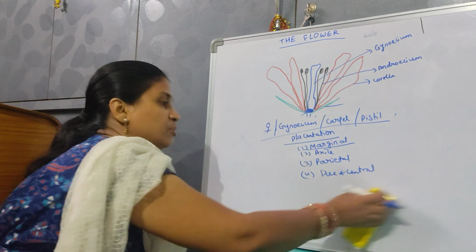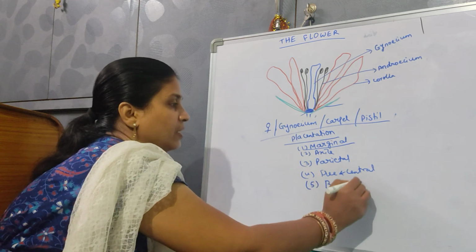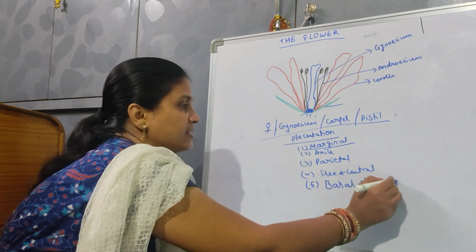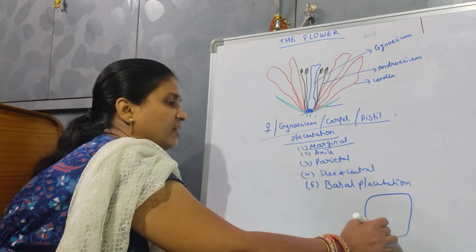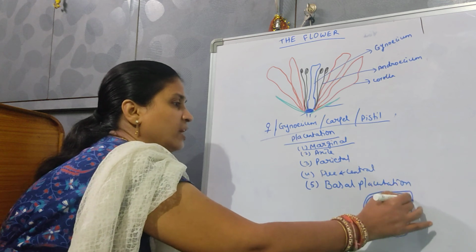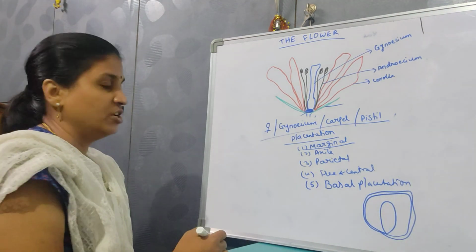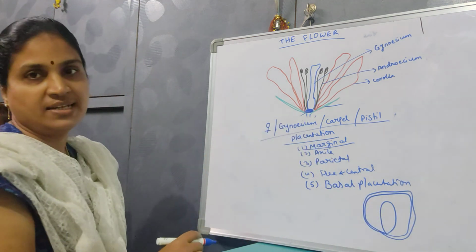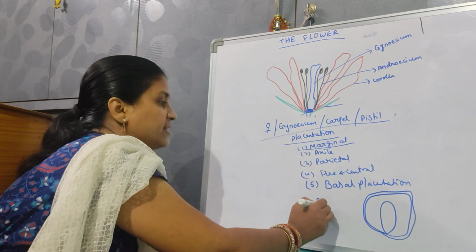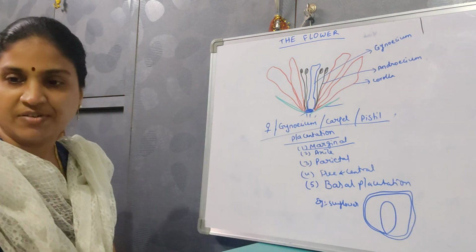Then after free central placentation, the fifth type is basal placentation. Here it's a unilocular ovary having a single seed, where at the base of the ovary the seed is attached. The placenta is present, and here only a single seed. Example, sunflower, marigold, or Asteraceae members, the composite members.